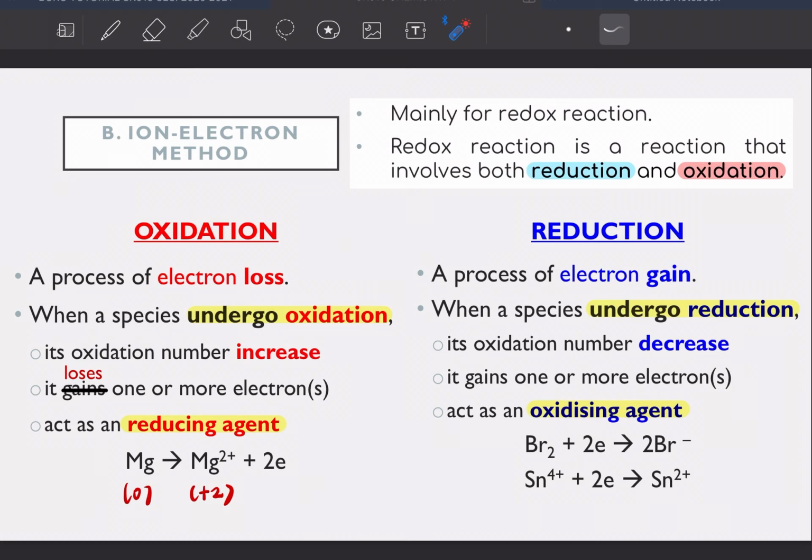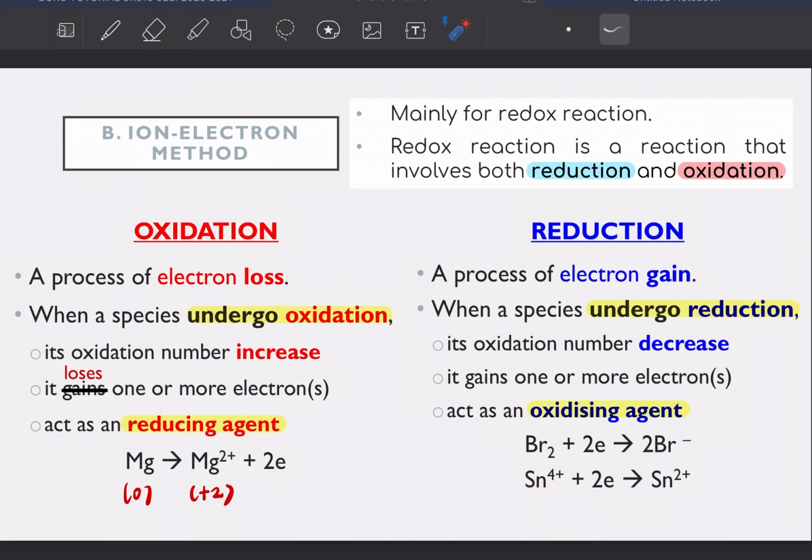So if you look here, Br2, okay, bromine molecule, okay, it has an oxidation state of 0. Okay, and when it undergoes reduction, it gains electrons. It will form 2 bromide ions. So your bromide ions ni Br minus, okay, Br minus will have minus 1 charge, okay, each. Okay, so you can see that the oxidation number, oxidation state has decreased lah.